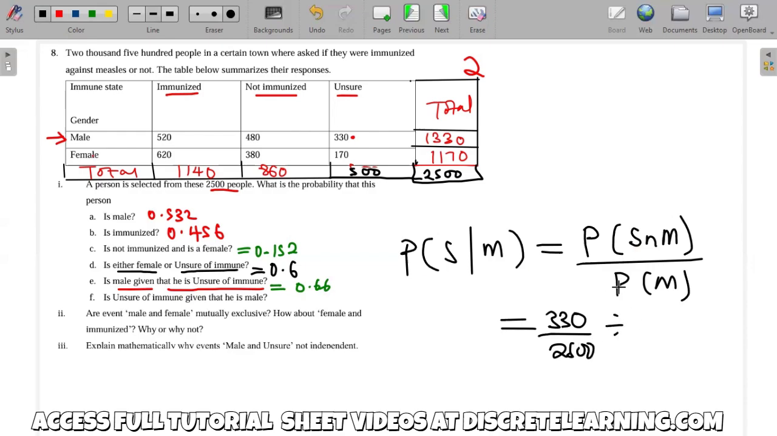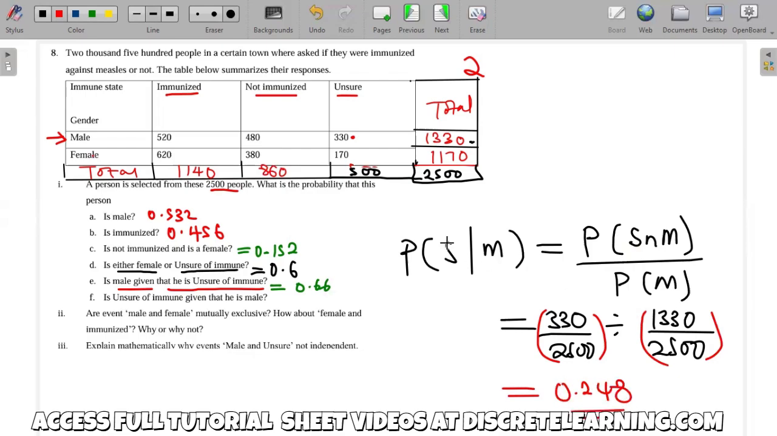Then I divide this by the probability of male. How many males do we have? This is the total of males there. So 1330 divided by 2500. Punch this on the calculator in brackets, divided by this in brackets, without wasting time. What you're going to get there will just be 0.248, and that will be the probability of unsure given that he is male. So I can write it there like that. Any questions there, guys?